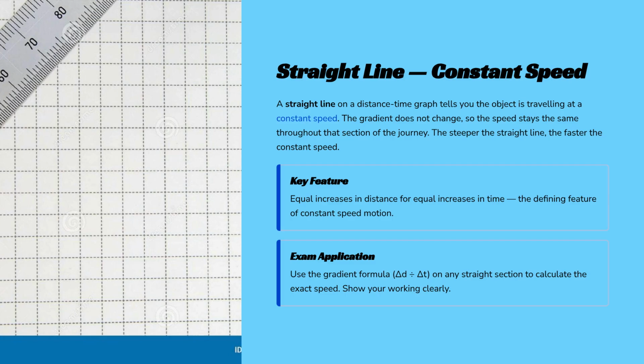A straight line on your graph indicates constant speed. Since the gradient doesn't change, the object's speed remains the same. You can use the gradient formula on any straight section to find the exact speed.